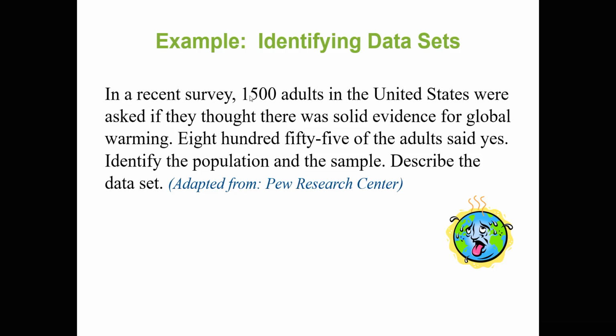In a recent survey, 1,500 adults in the United States were asked if they thought there was solid evidence of global warming. 855 of the adults said yes. Identify the population and the sample. You can clearly see we do not look at all the adults, but only 1,500 of the adults. So we took a sample of 1,500 adults in the United States.